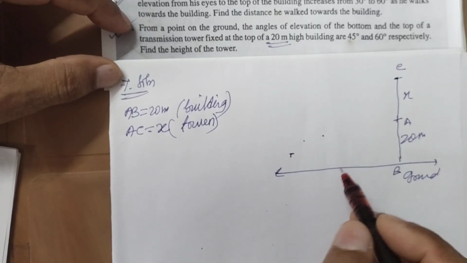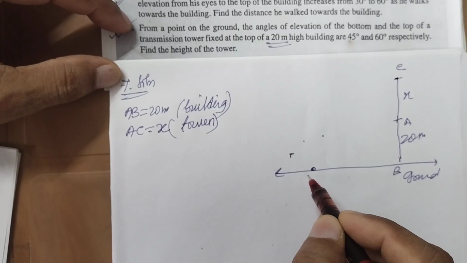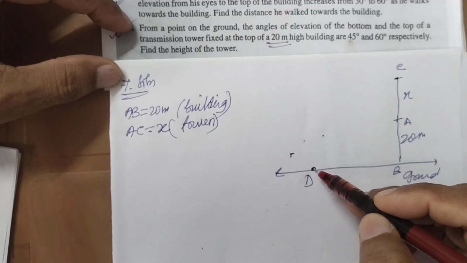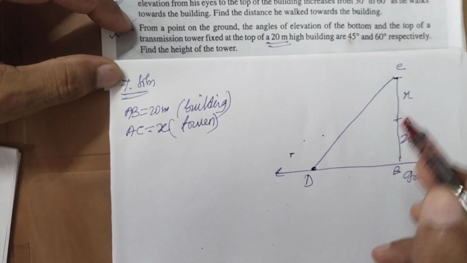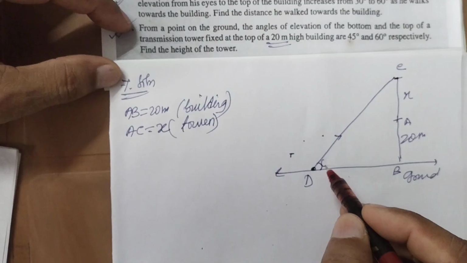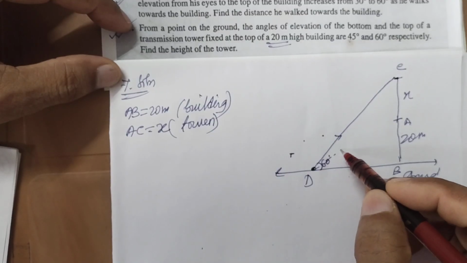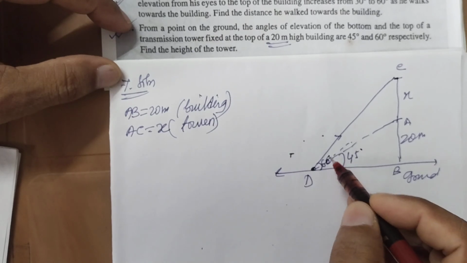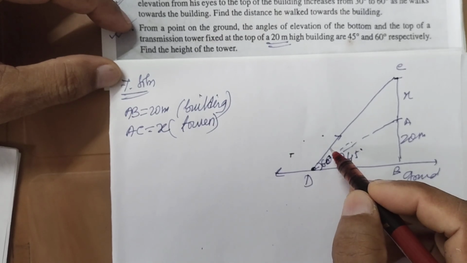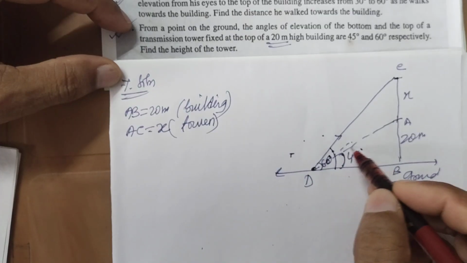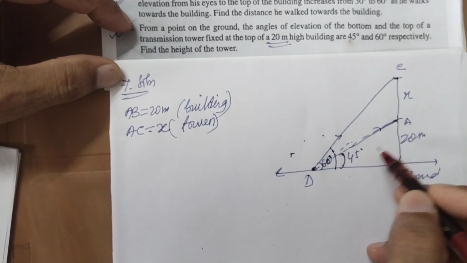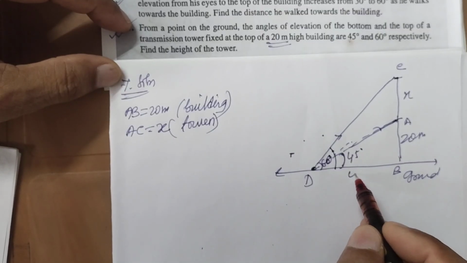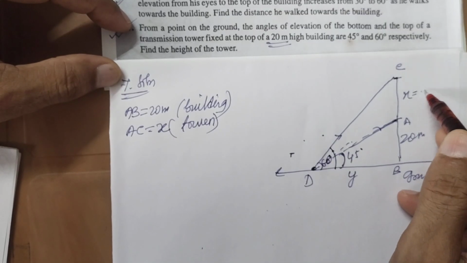And from a point on the ground, D, a person is observing from here. He is observing the top of the tower at an angle of 60 degree, and from here he is observing the bottom of the tower at an angle of 45 degree. First he is observing the bigger angle 60 degree, and the smaller angle of the bottom is 45 degree. DB we don't know, let it be y. You are asked to find this x value.